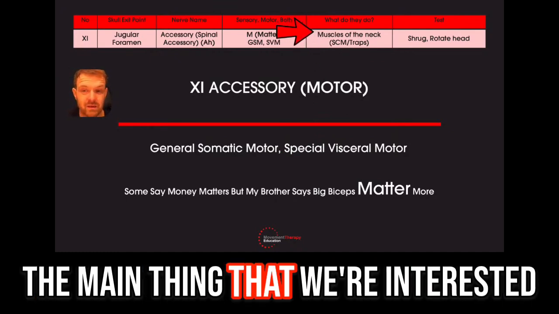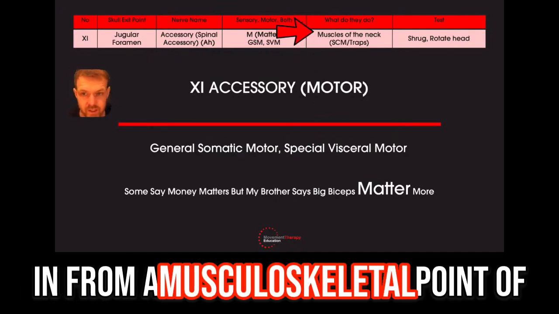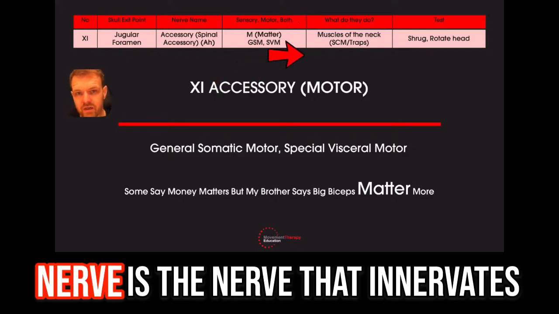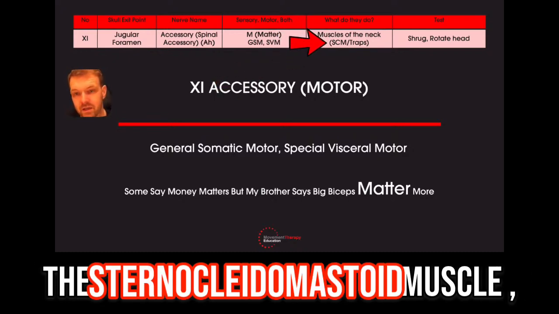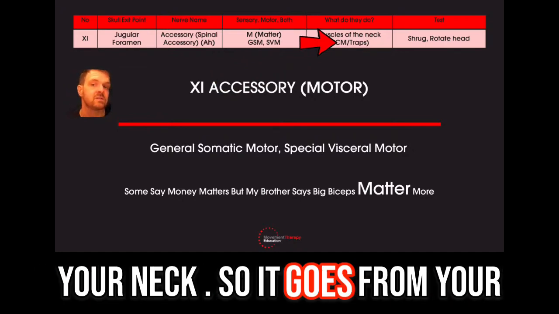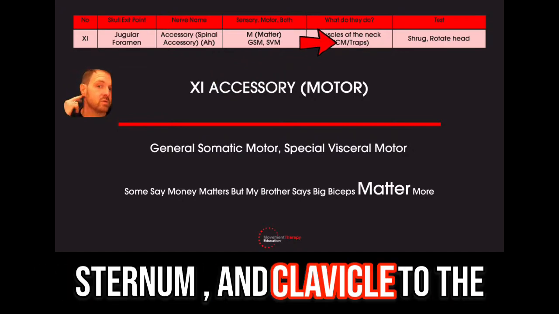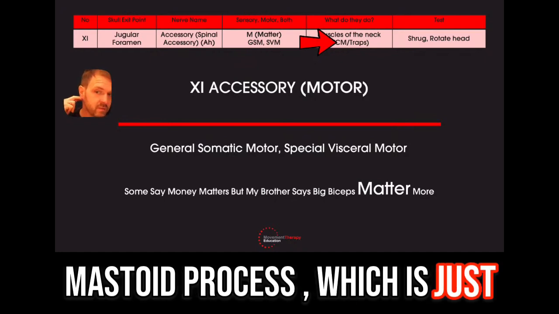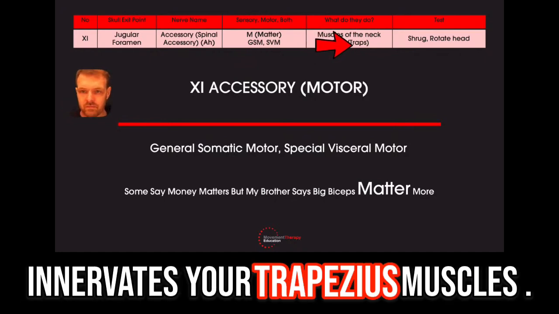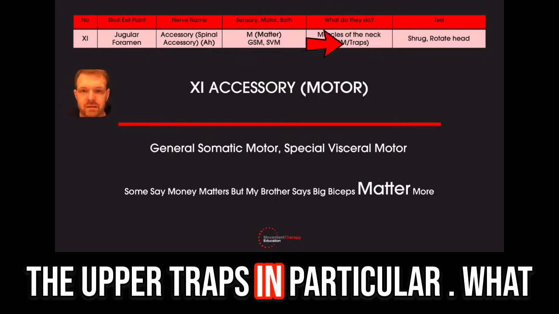The main thing that we're interested in from a musculoskeletal point of view is that the spinal accessory nerve is the nerve that innervates the sternocleidomastoid muscle, which is the muscle in the side of your neck. So it goes from your sternum and clavicle to the mastoid process, which is just behind the ear. And it also innervates your trapezius muscles, the upper traps in particular.